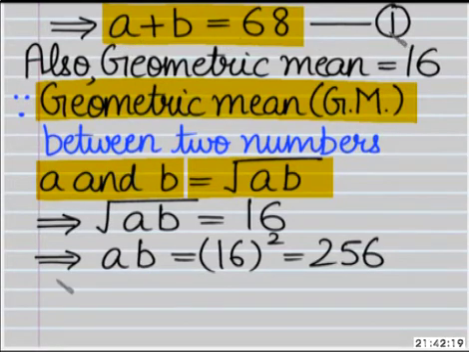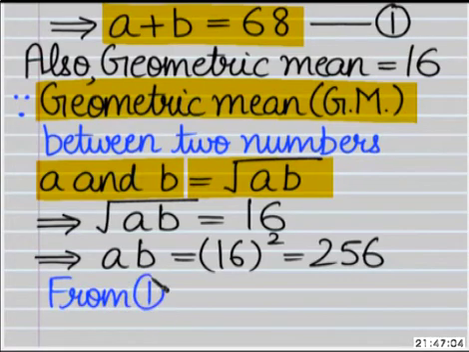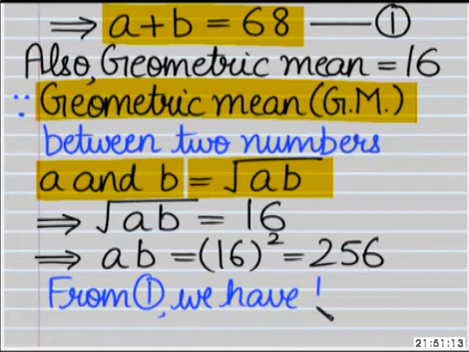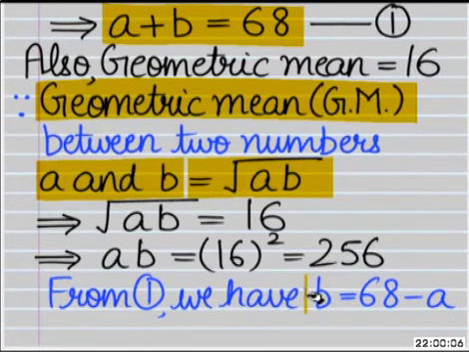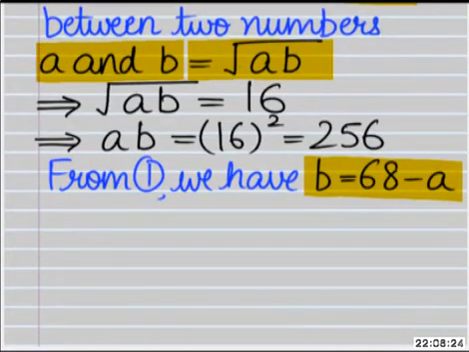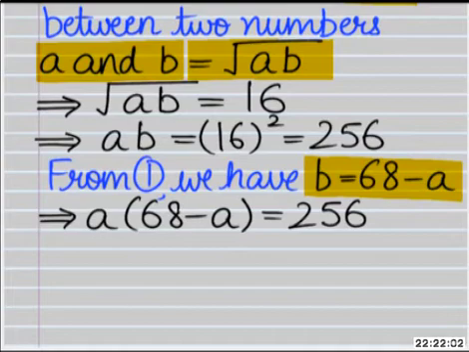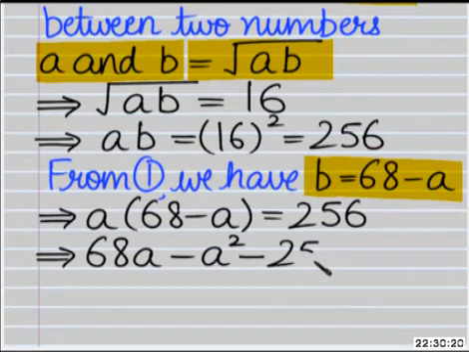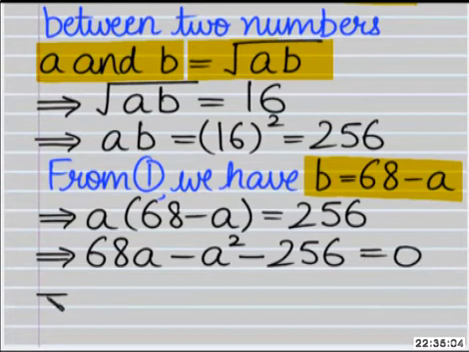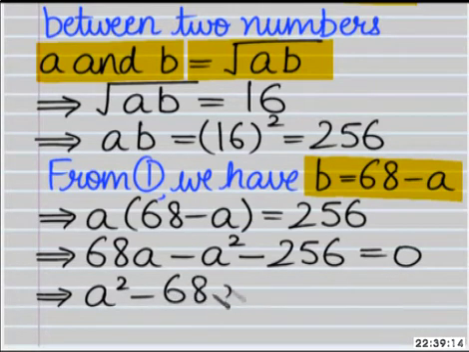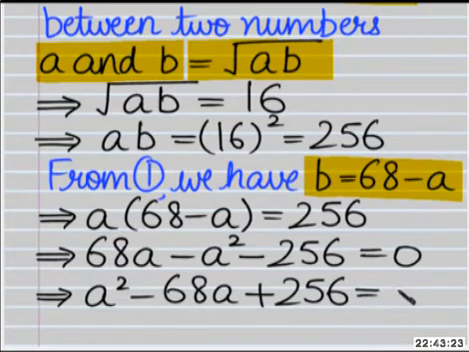Now from equation number 1, we have B is equal to 68 minus A. Substituting this value of B here, we get A whole multiplied by 68 minus A is equal to 256, which implies 68 into A minus A square minus 256 is equal to 0, which implies A square minus 68 into A plus 256 is equal to 0.